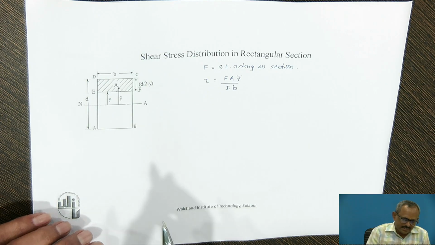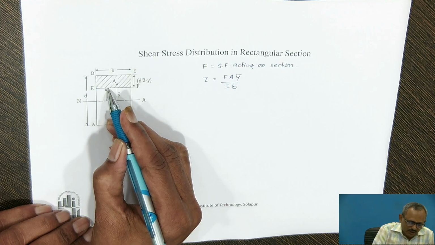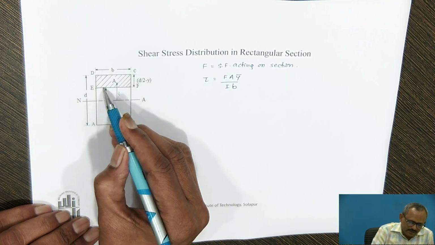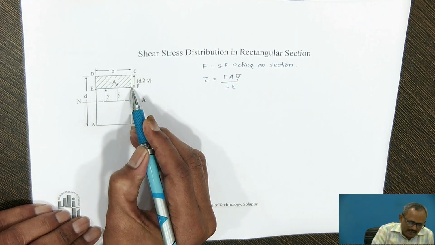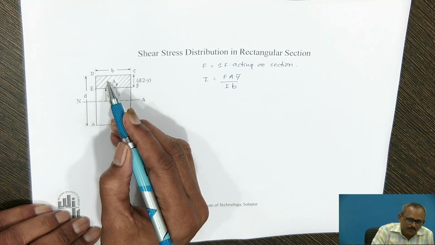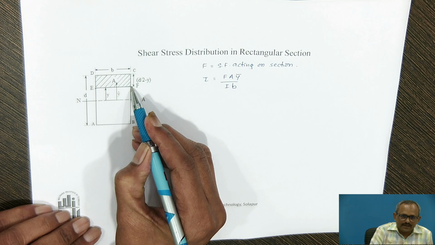So, let us consider a level EF at a distance y from the neutral axis, and therefore, the portion which is above this level EF is shown by EFCD. So, this is the shaded portion which is above the level EF.